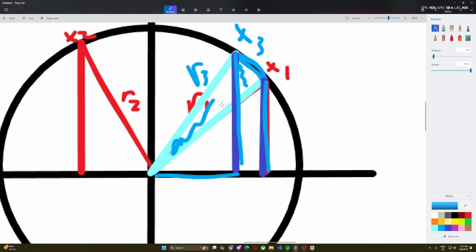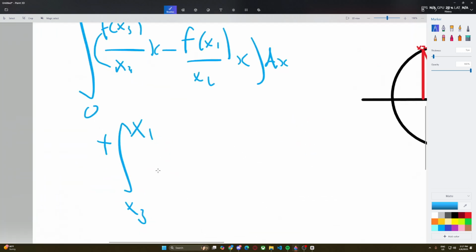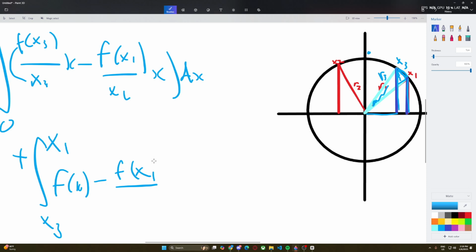So since the circle and the line of R1 both, what's the word? I don't know the word, the union. I think this is union, right? The in between is union, whatever. They share the same area, but the function of the circle also has this area, and we're trying to find this area, so we do function minus line again. So f(x) dx minus f1(x), so x1 over x1 x dx.